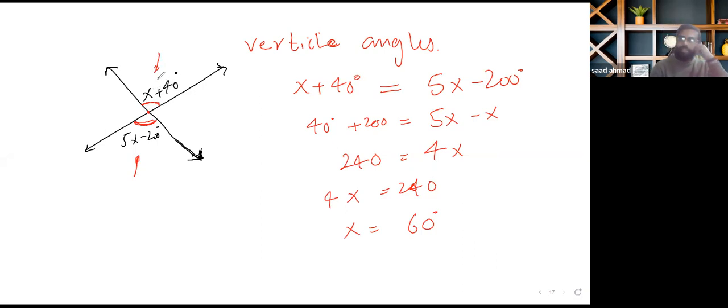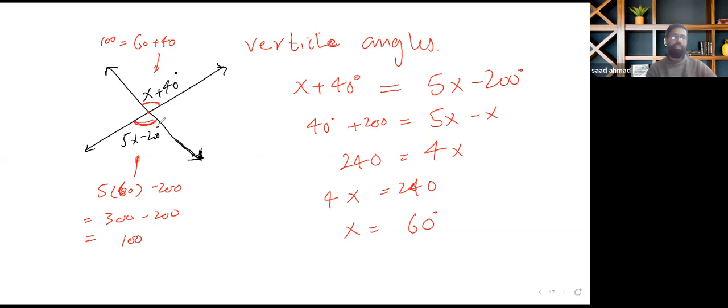So this is x plus 40, right? 60 plus 40 is 100. This angle, if we check, will also be 100: 5 times 60 minus 200, that's 300 minus 200, which is also 100. So both of the angles are 100 and 100. Now my next question is how much is this angle? Let's give them names 1 and 2. I want to know how much is 1 and how much is 2.